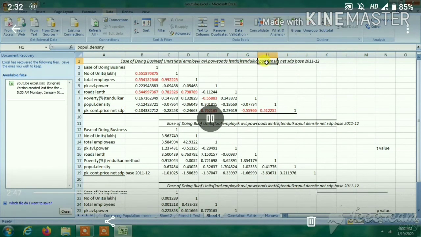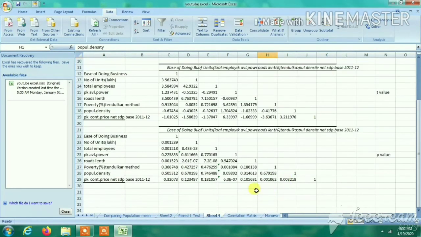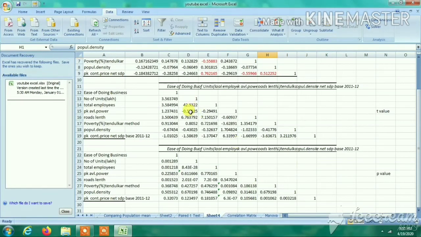Population density is also positively related with the per capita constant price net SDP, that means real net SDP. In this way we can draw some conclusions on the basis of the simple correlation matrix, with the t value and p value. Since this is shown practically, that is why I have not written the formula.